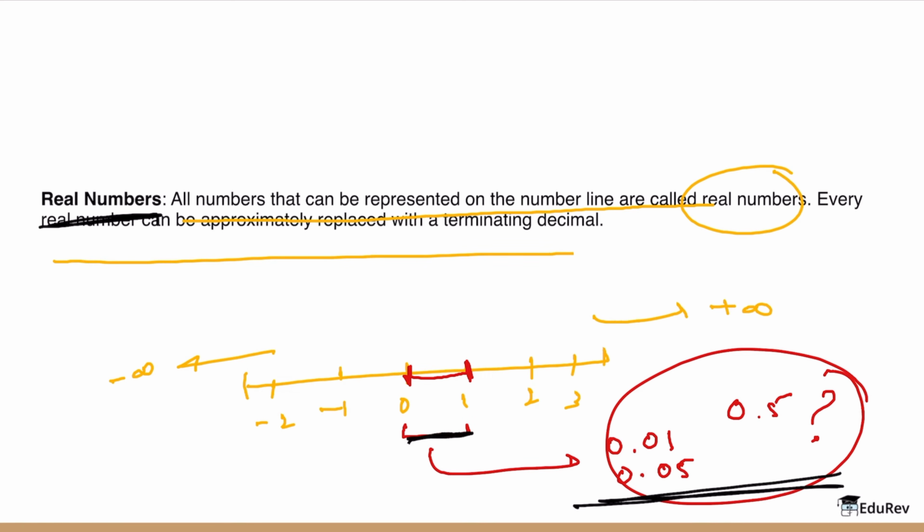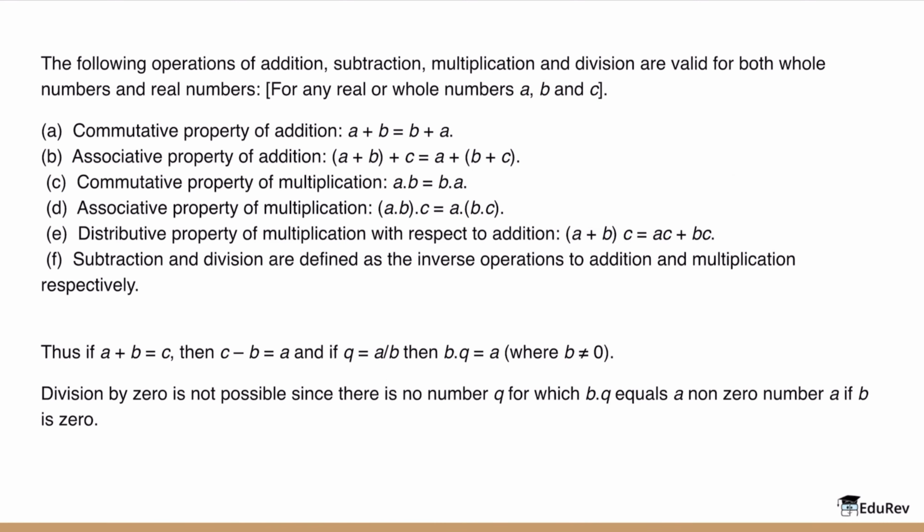Now, real numbers also include your integers. They also include your natural numbers, your whole numbers, your negative stuff, your decimal stuff. All these things come under what? Your real numbers. So, you can say real numbers is like the supreme power here. Okay, so let's move forward.